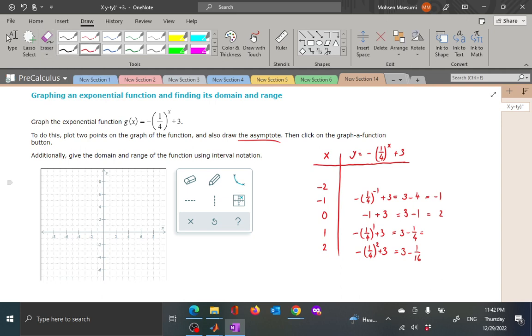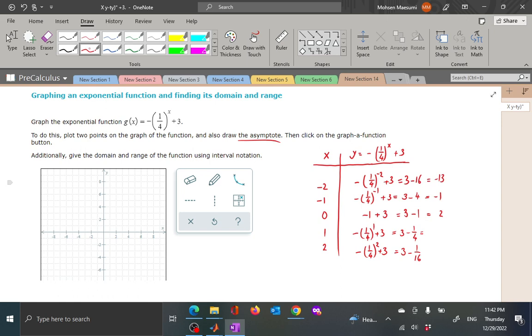And for this one, minus a quarter to the power of -2 and then plus 3. So let's write the 3 first. A quarter to the power of -2, that flips our fraction, makes it 4. 4 squared is going to be 16, and then the minus comes in later, so it becomes 3 minus 16, which is of course minus 13.